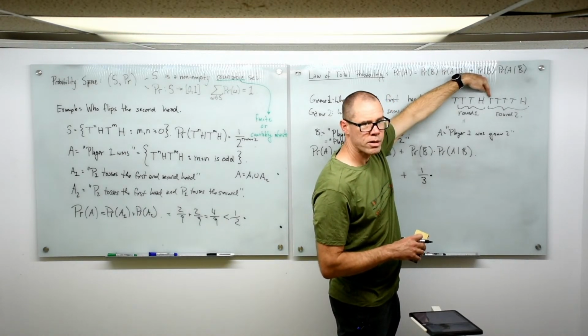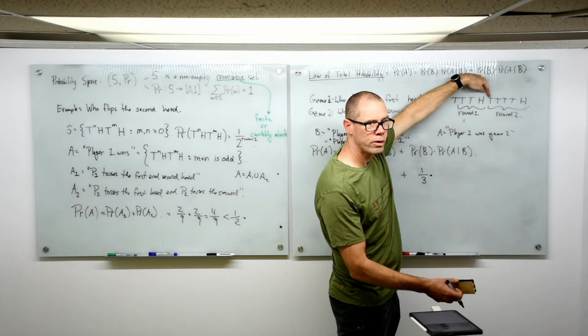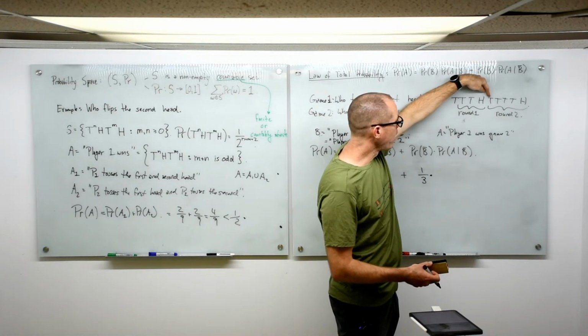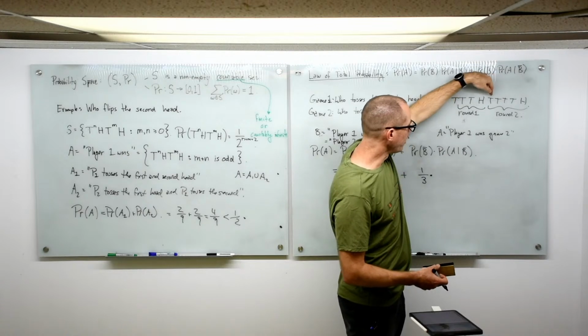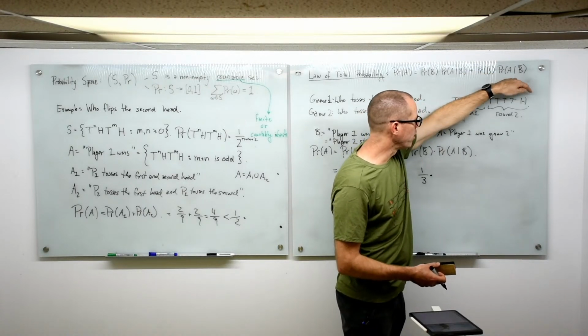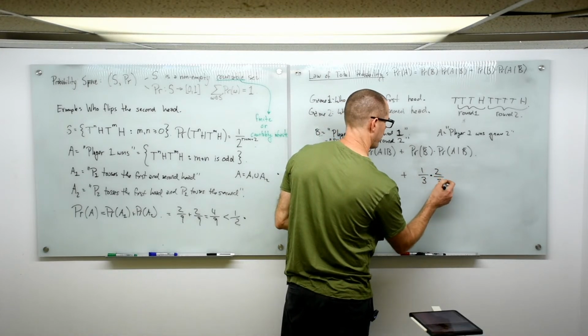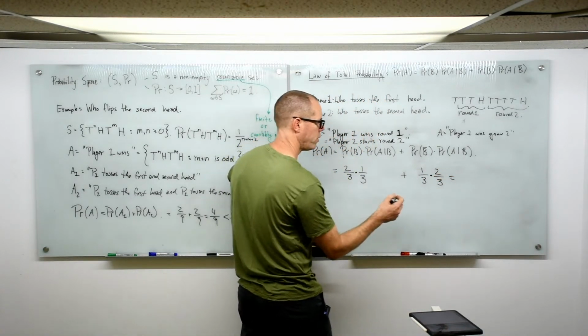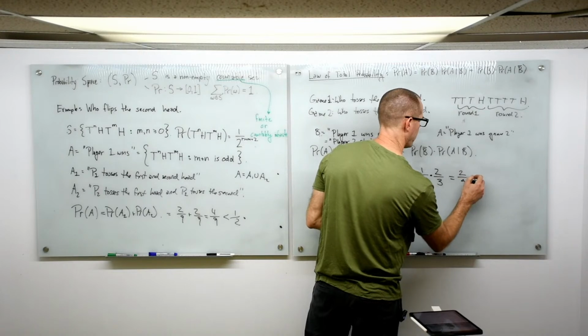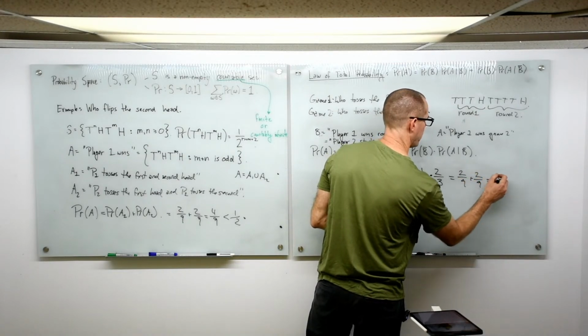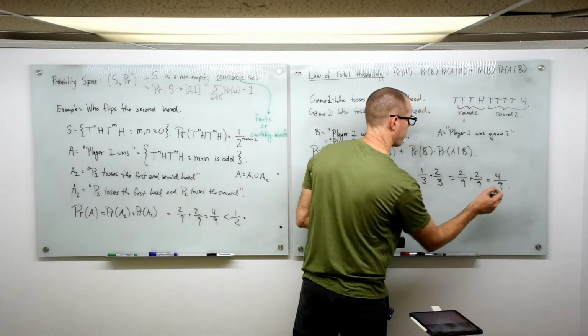That's the original game we studied. Player 1 starts first, and you go until the first coin toss, and that means that player 1 wins with probability 2/3. And that's just 2/9 plus 2/9 is 4/9.